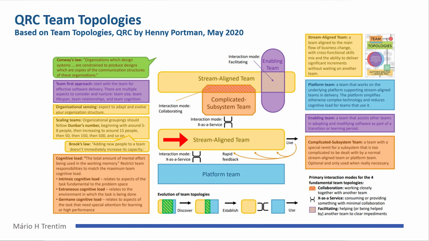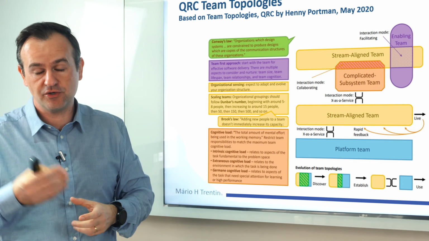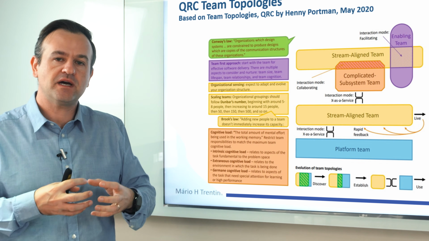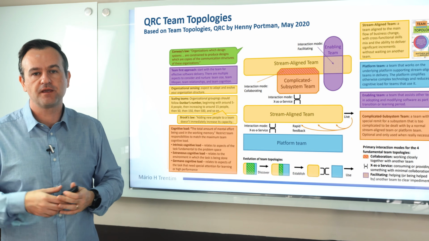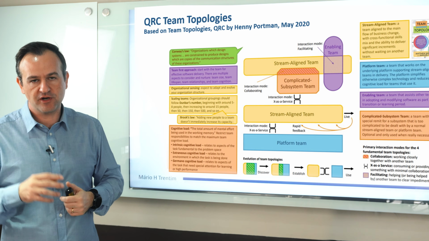Then you have the streamlined teams. This might be multiple teams, the ones who deliver value to the end customer, so different streamlined teams. But maybe you need support teams. These are the complicated subsystem teams or enabling teams. And once you identify what the organizational needs are and what the best organizational architecture, the structure, is, your organization will be much more effective.